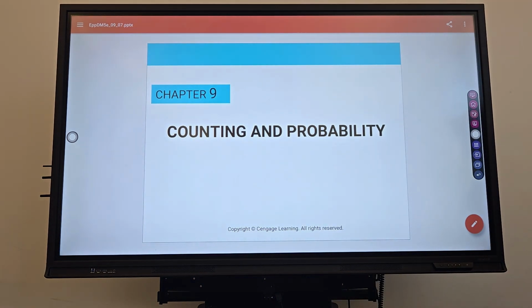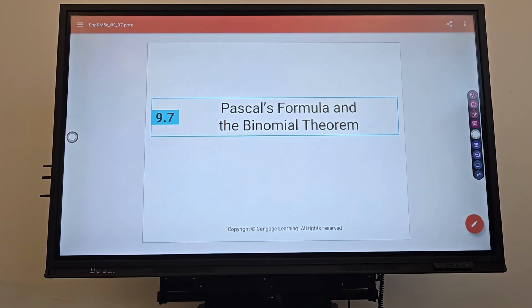Okay, Chapter 9, Section 7. Pascal's formula and the binomial theorem. And you thought you had gotten away from the binomial theorem in Algebra 2. But here it is again.